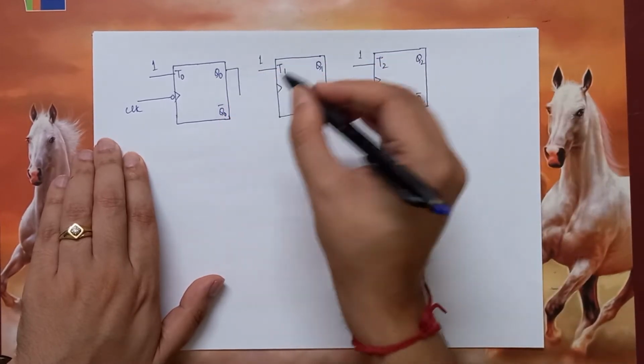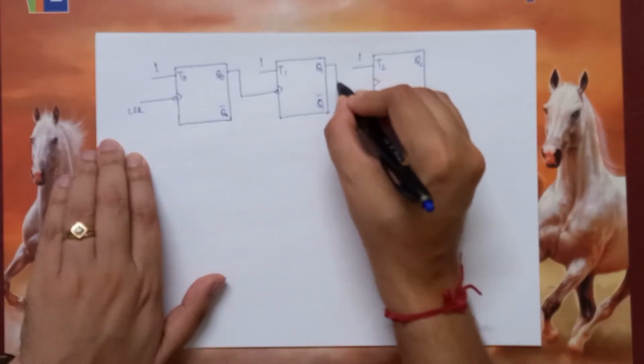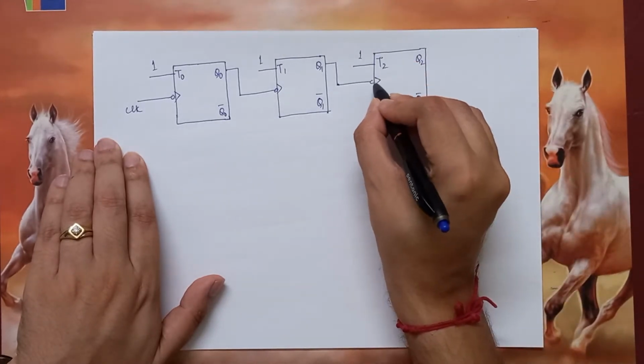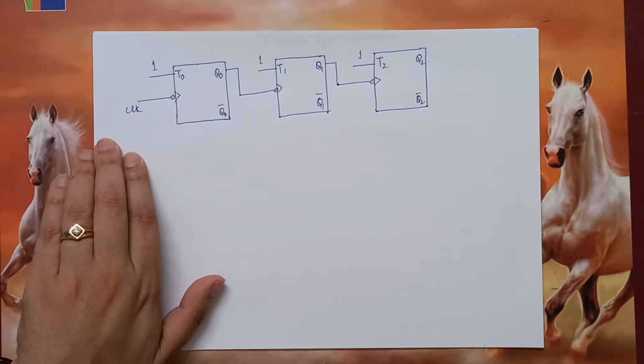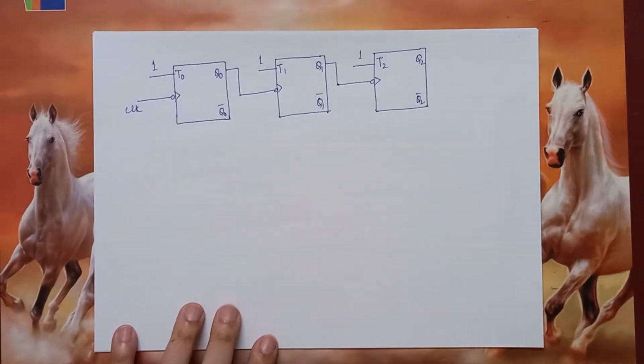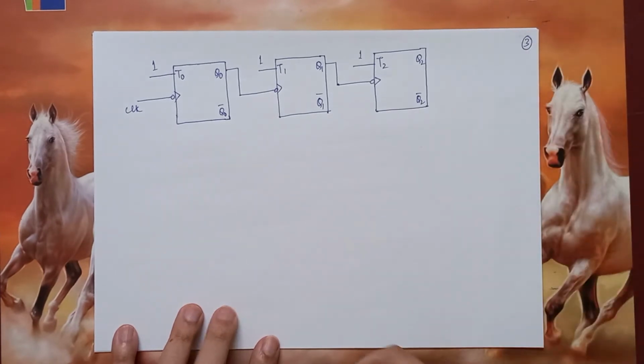Then Q0 is being fed as clock for the next flip-flop. Likewise, Q1 is being fed as clock for this stage. So this circuit we already know. This counts from 0 to 7. This particular circuit counts from 0 to 7.